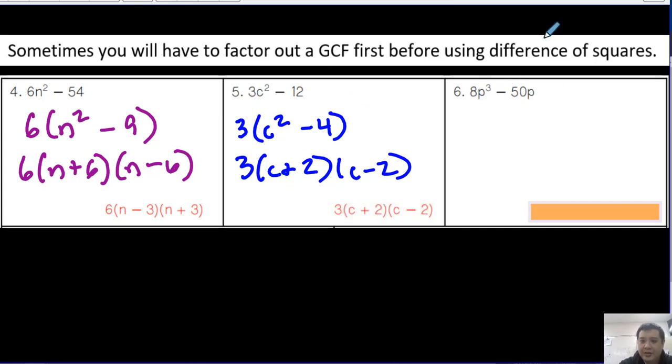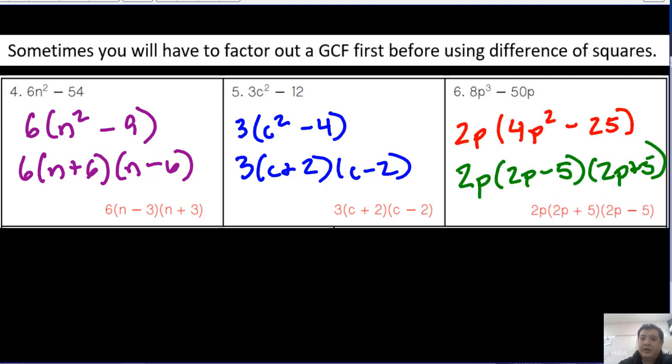Go ahead and try number 6 out on your own. What you should have found is that you can factor out 2p, which leaves us 4p squared minus 25, which factors into 2p minus 5 and 2p plus 5, with the final answer of 2p times 2p plus 5 times 2p minus 5.